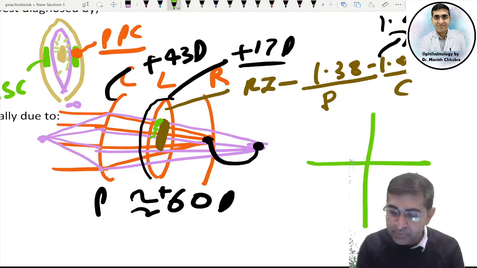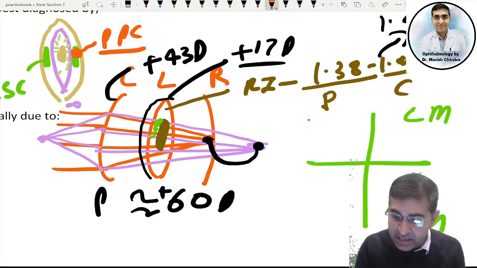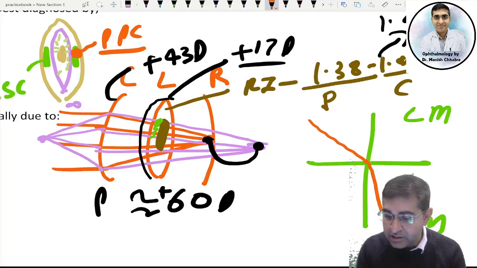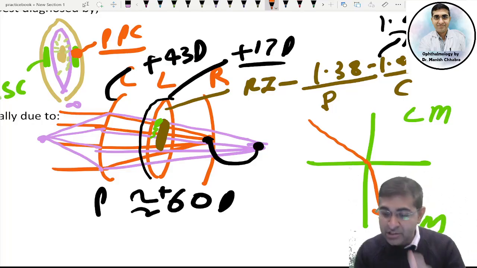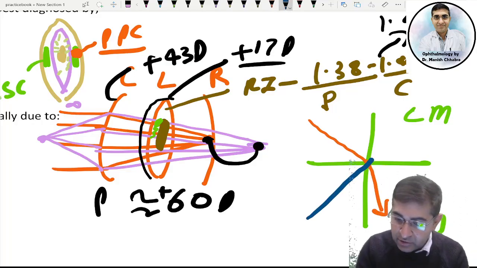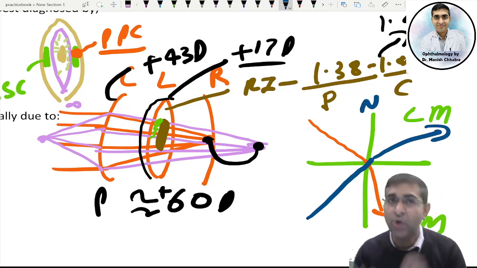So this is your lighter medium, this is your denser medium. So the light rays are passing, they are getting refracted, so they will bend towards the normal. But when the light ray passes from a denser medium to a lighter medium, it will bend away from the normal. So this is what normally happens.